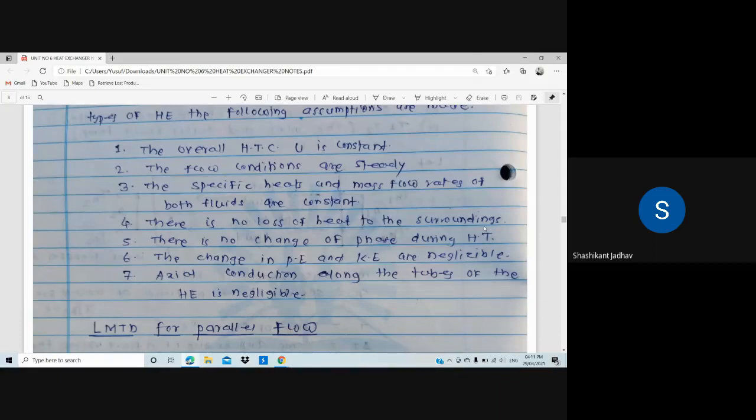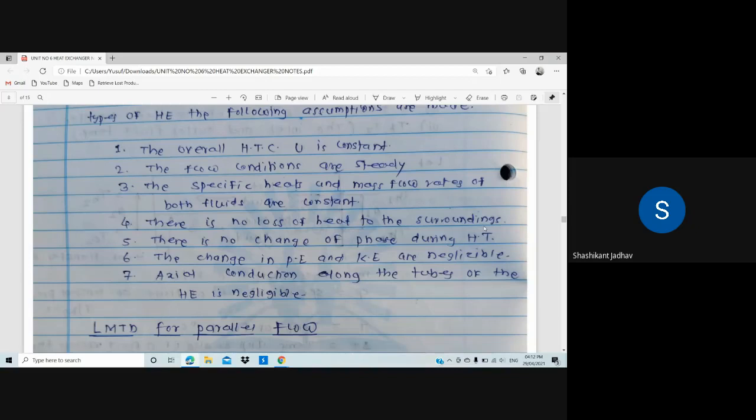Okay. There is no change of phase during heat transfer. त्याच वेळ किंवा त्याची जी चेंज होणार consider. So okay, write down the next assumption, there is no change of phase during heat transfer.